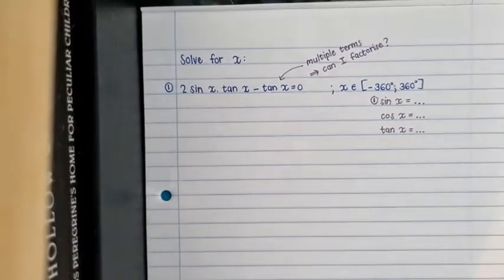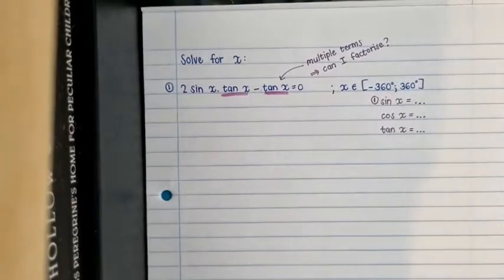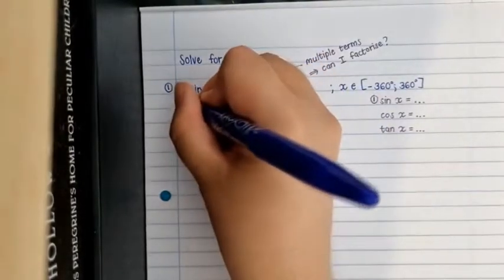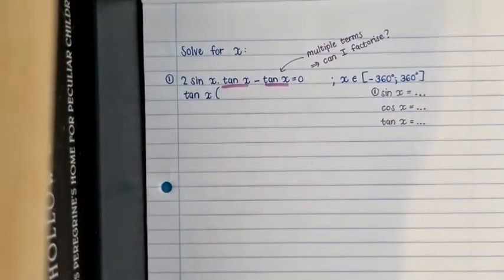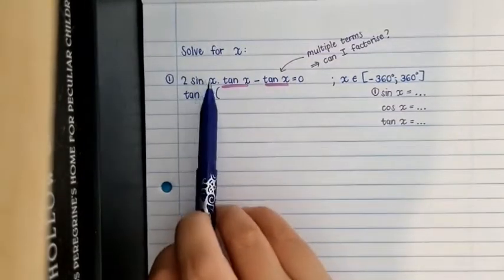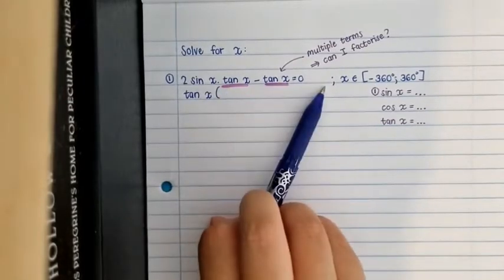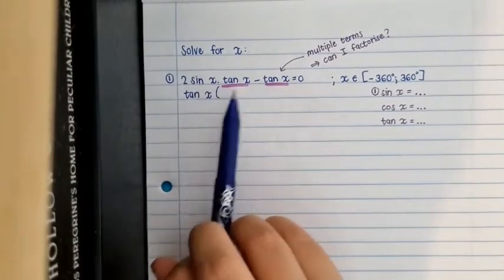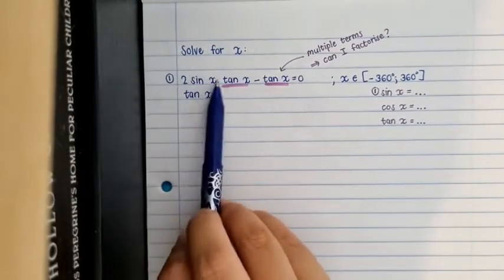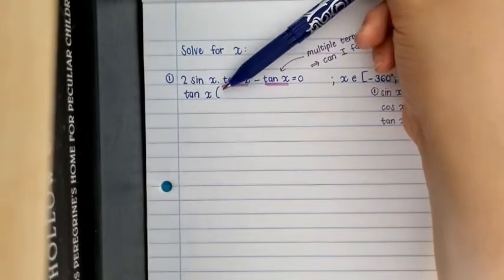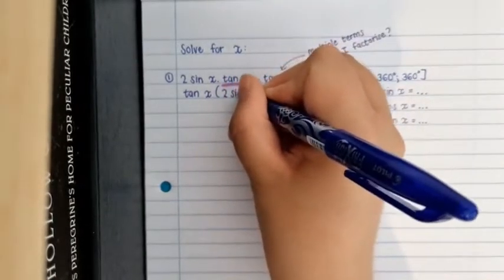Now, I hope that we all can notice that we have a tan x in both of these terms. So I'm going to take out tan x as a common factor. Remember, what do we do when we're taking out a common factor? We actually are dividing each term by that common factor. Because what is factorizing? Factorizing is the opposite of multiplying out. The opposite of multiplying is dividing. So when we factorize, we actually divide. So this term, 2 sine x tan x. If I divide by tan x, what's left? 2 sine x. So that is what is going to go into my bracket, 2 sine x.